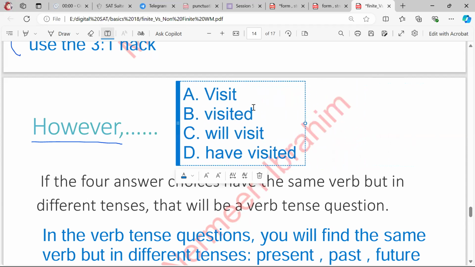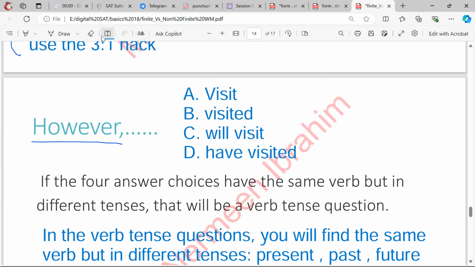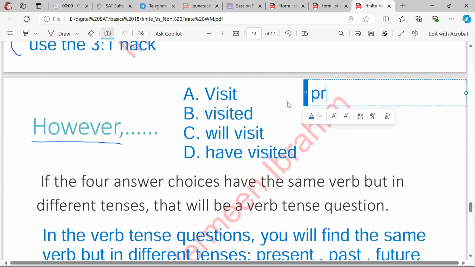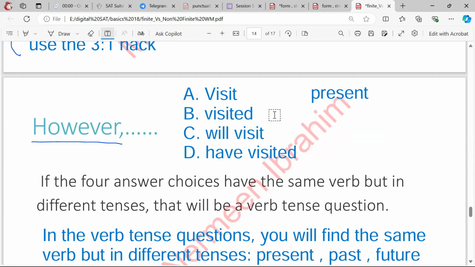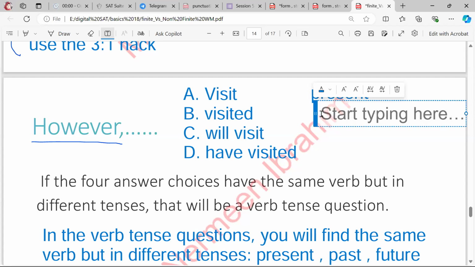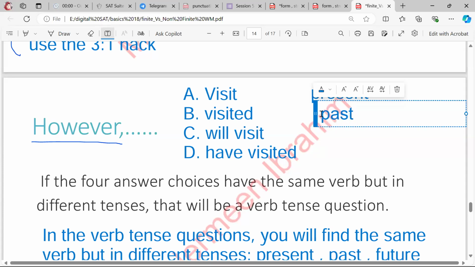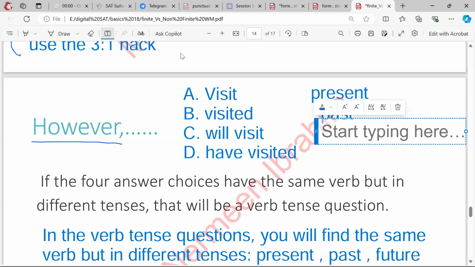Present. Excellent. Thank you so much. Amazing. That's visit, it's present. Okay, I'm going to write present. Nice. That's present. Visited. Past. Past. Amazing. So since the verbs are given in tenses, are these verbs finite or non-finite? Finite, right? They are showing tenses.